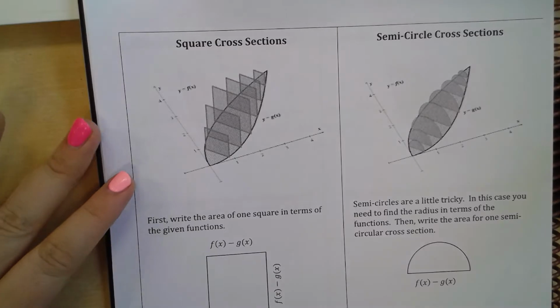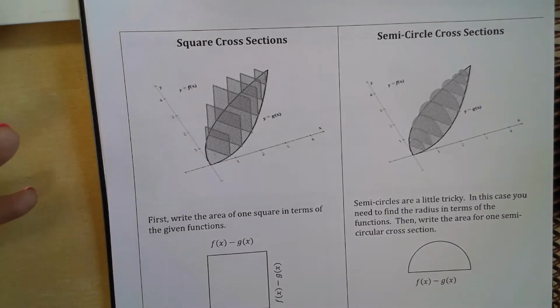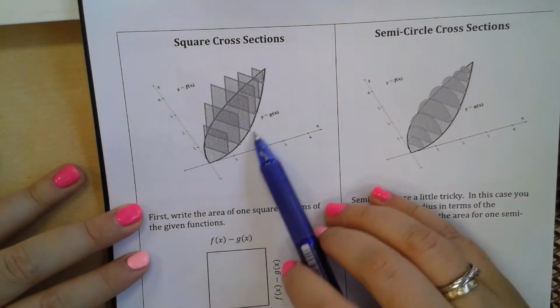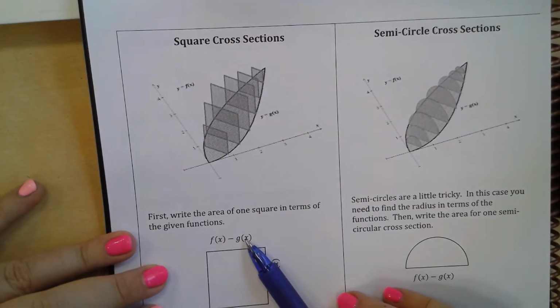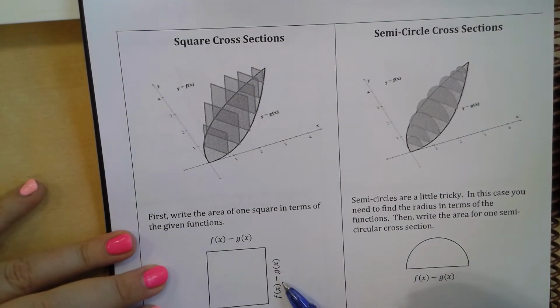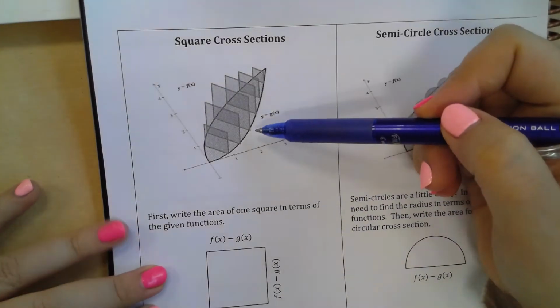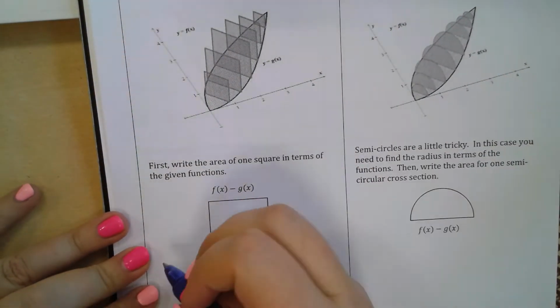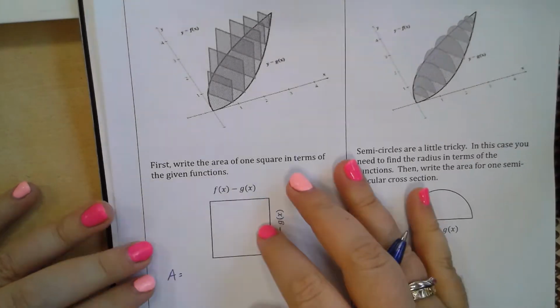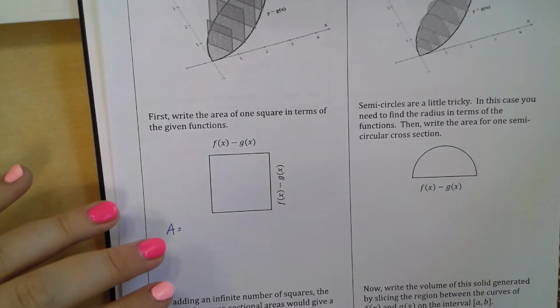Well, first we're asked to write the area of one square in terms of the given functions. Well, if this is f of x, this is g of x, we have f of x minus g of x times f of x minus g of x. So you can kind of see that. So our area is going to be equal to, can you see this okay?